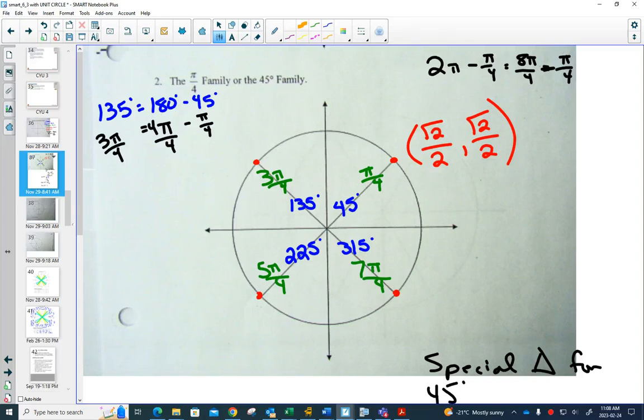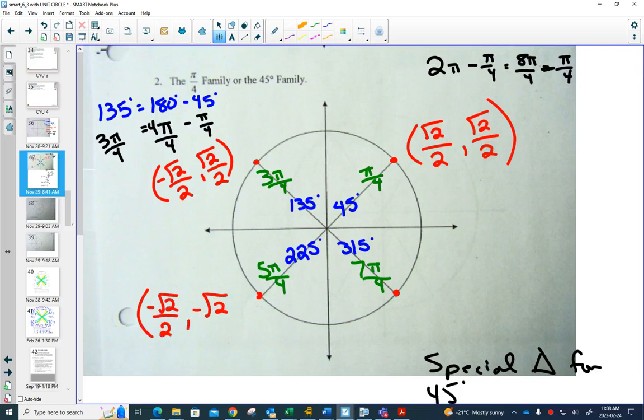Then when I move to the other quadrants, the coordinates will have the same values, but now if I go to quadrant 2, my x-coordinate has to be negative. My y-coordinate is still positive. In quadrant 3, my x-coordinate would be negative and my y-coordinate would be negative. And in quadrant 4, my x-coordinate is positive again. And my y-coordinate is negative.